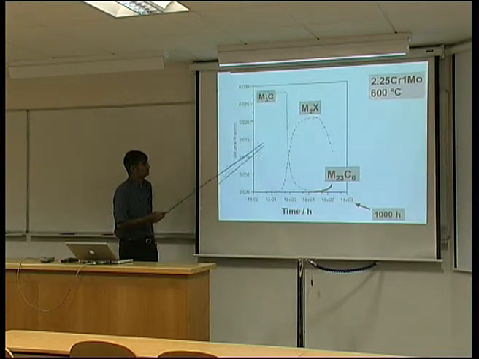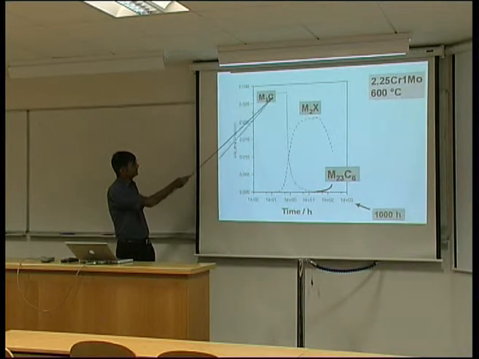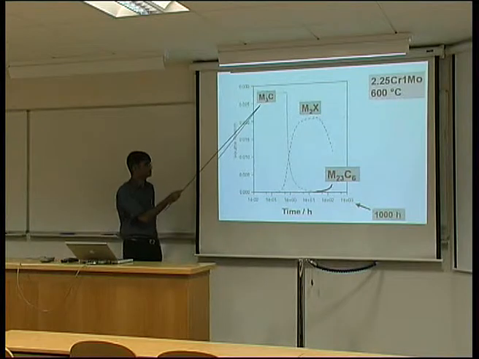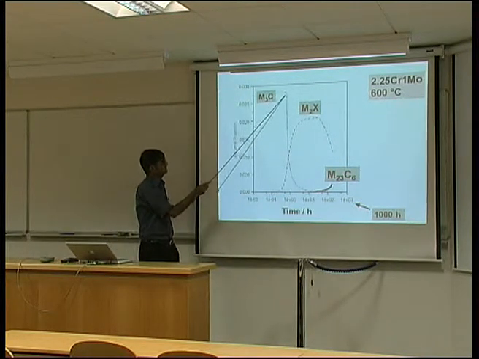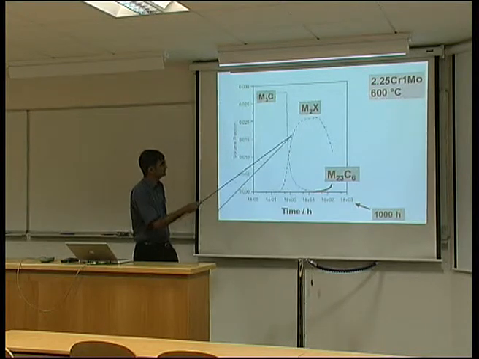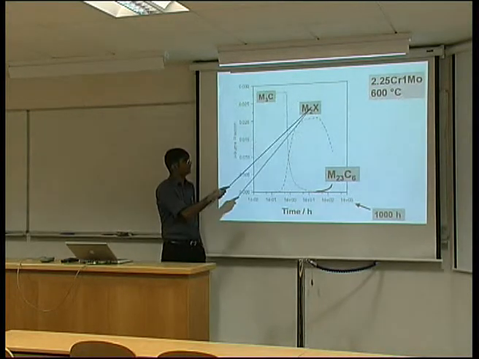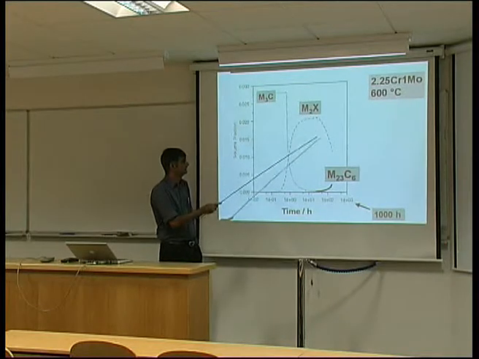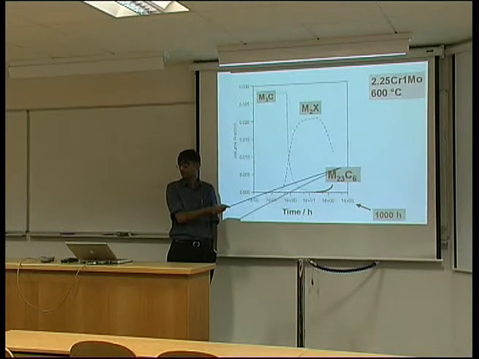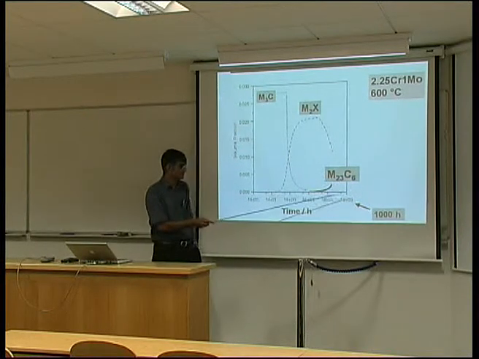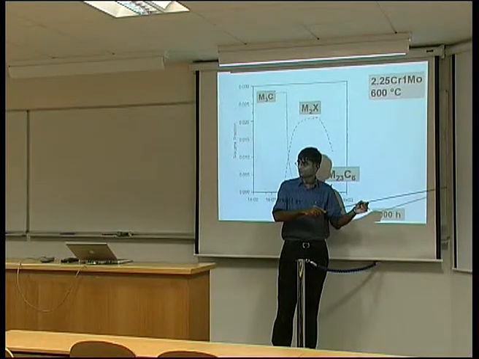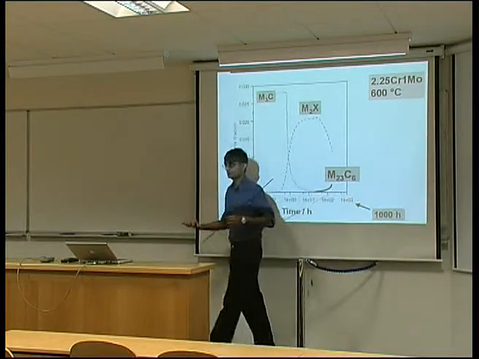So here, for example, is the precipitation of a particular compound which is called M3C. M stands for metal atoms, a mixture of metal atoms. That precipitate then dissolves during service, and you end up with a molybdenum-rich carbon nitride here, M2X, and then that starts to dissolve and you form a more stable chromium-rich carbide, which is called M23C6. And if I carry this calculation on to 1,000,000 hours, then I will get an even more stable phase forming.